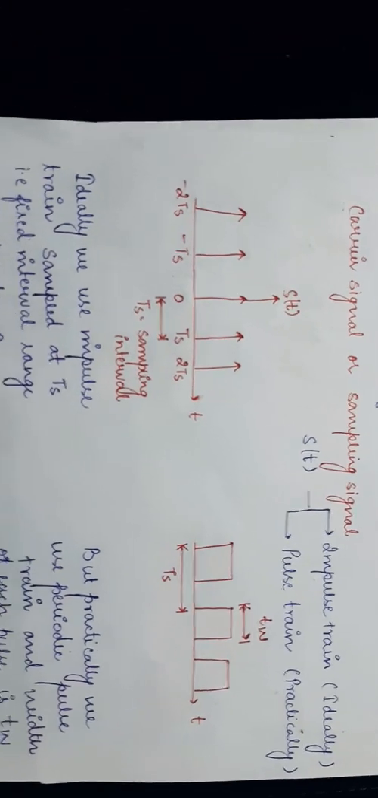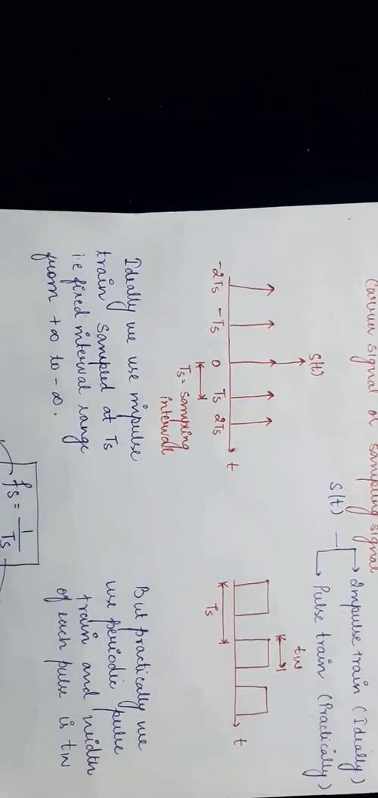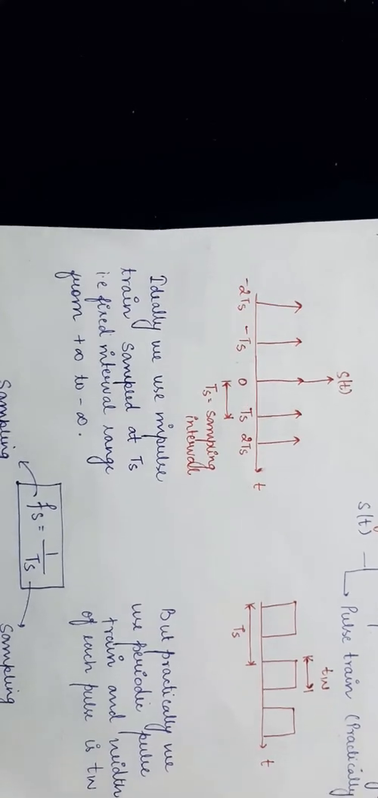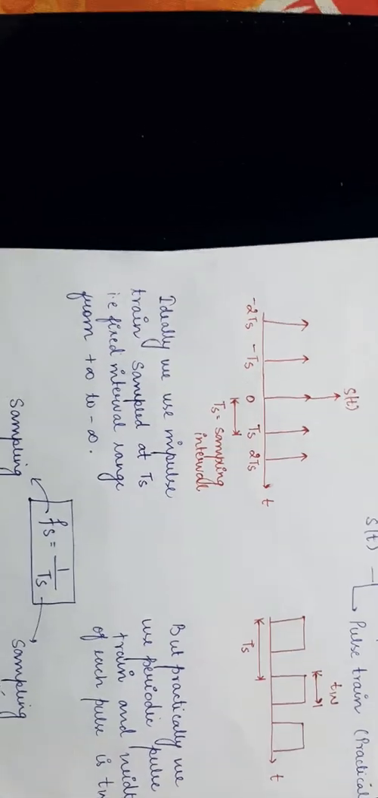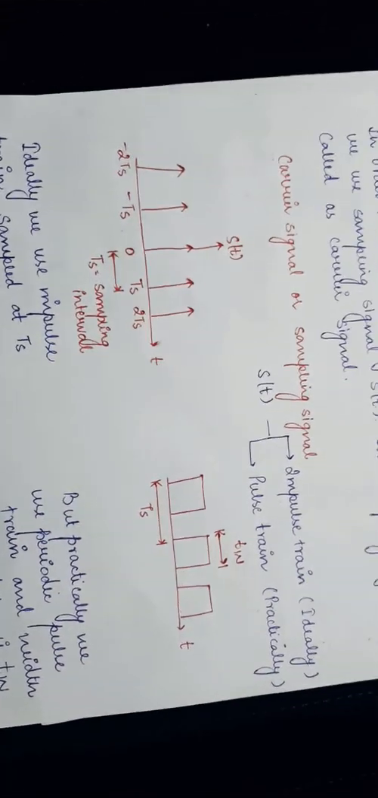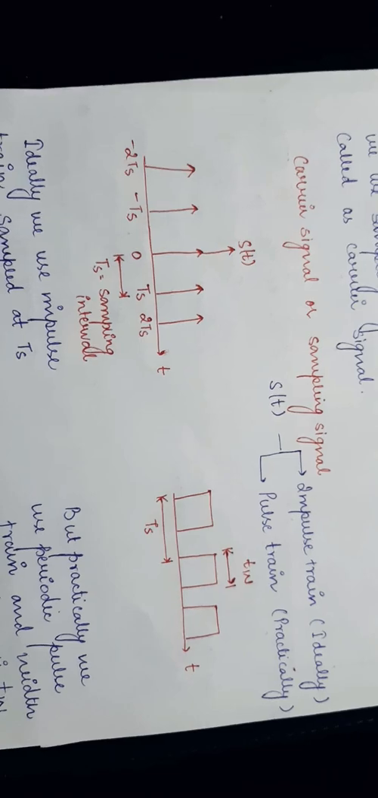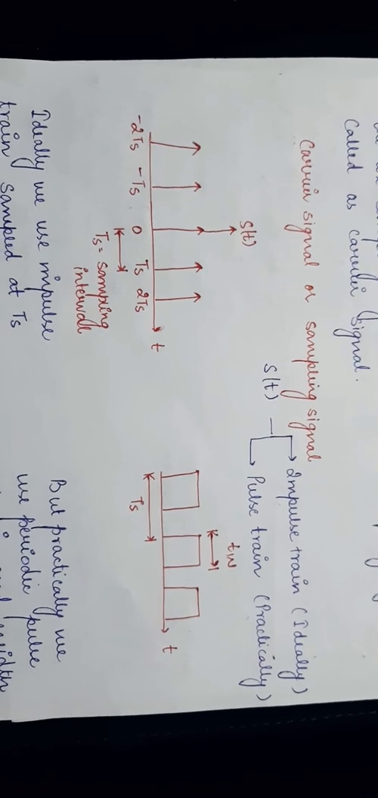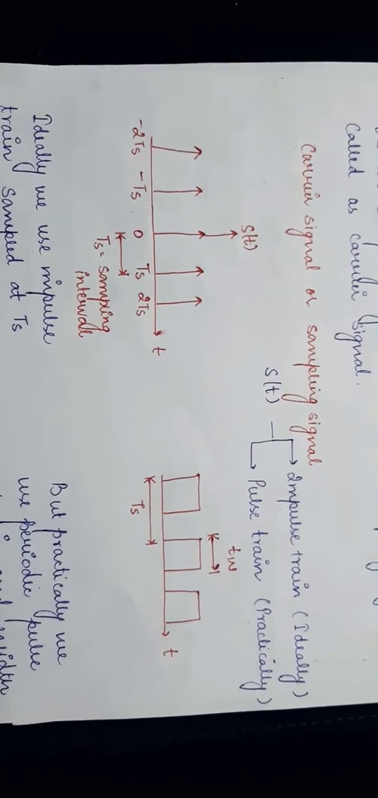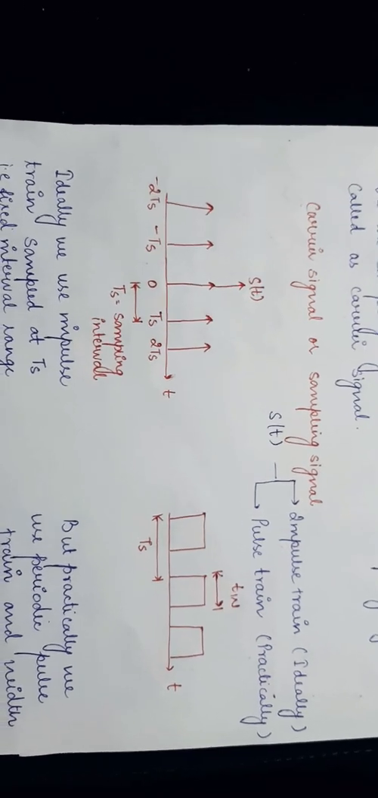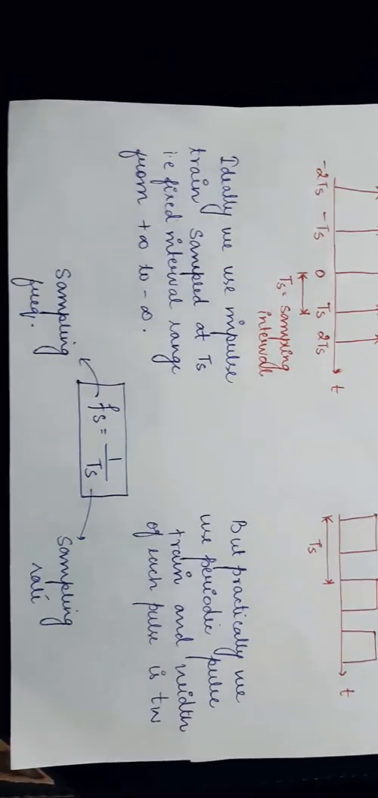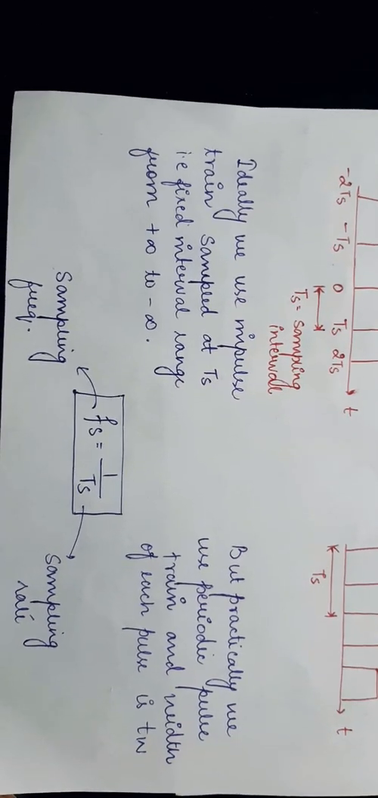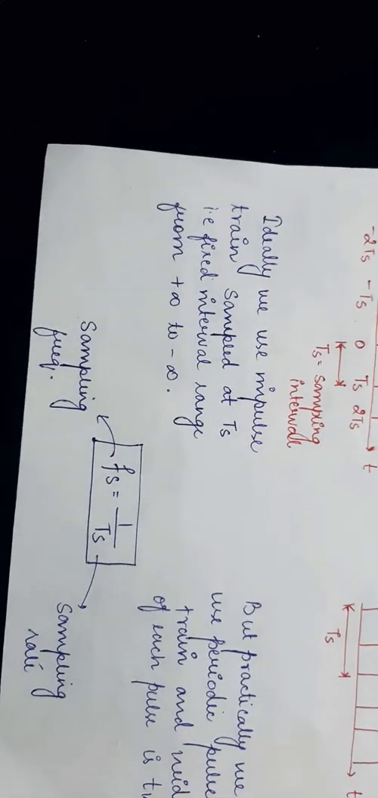Your carrier signal or sampling signal s(t) is represented as an impulse train for the ideal condition and a pulse train in practical conditions. Ideally we use an impulse train sampled at Ts, that is at a fixed interval, from minus infinity to plus infinity. This is for the ideal impulse train. If we talk about the pulse train, in practice we have pulses of width Tw, so we use a periodic pulse train and the width of each pulse is Tw. Here we see a relation that fs equals 1 upon Ts, where fs is the sampling frequency and Ts is the sampling period.